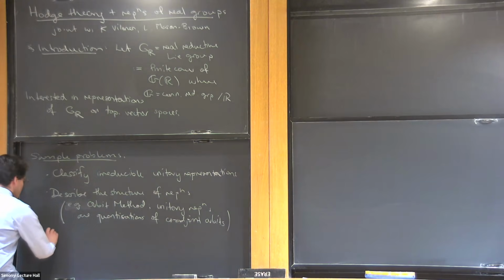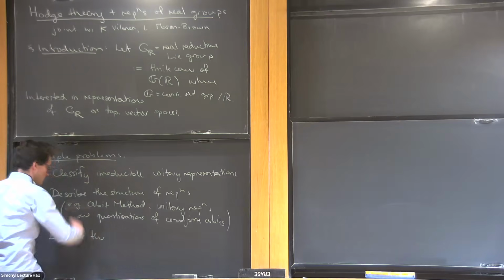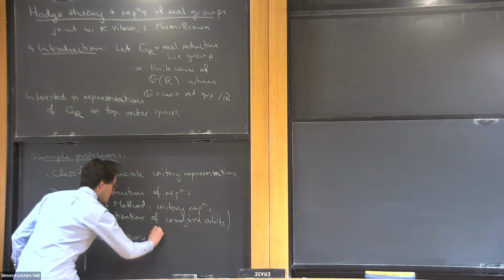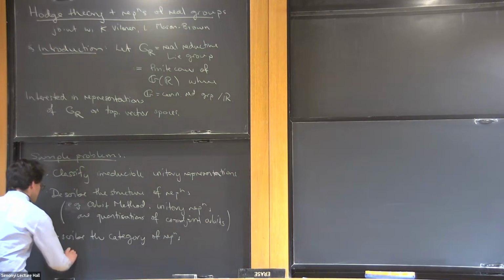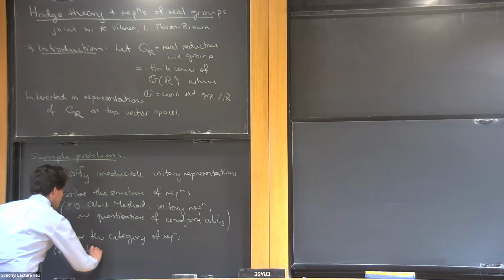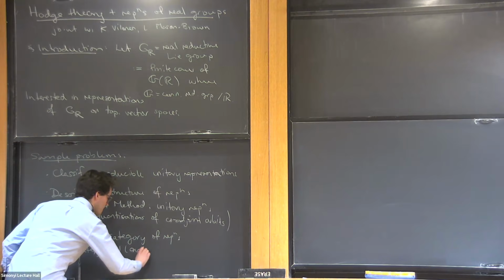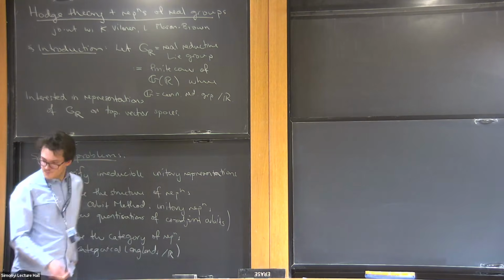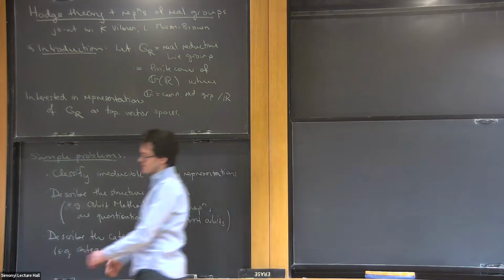And then, if you want to be really fancy, maybe you could try and describe the category, so not just the representations themselves, but how they relate to each other. A buzzword that fits into this kind of general problem would be something like various kinds of categorical Langlands for real groups. Okay, so that's a sketch of the sort of questions one might like to answer in the subject.